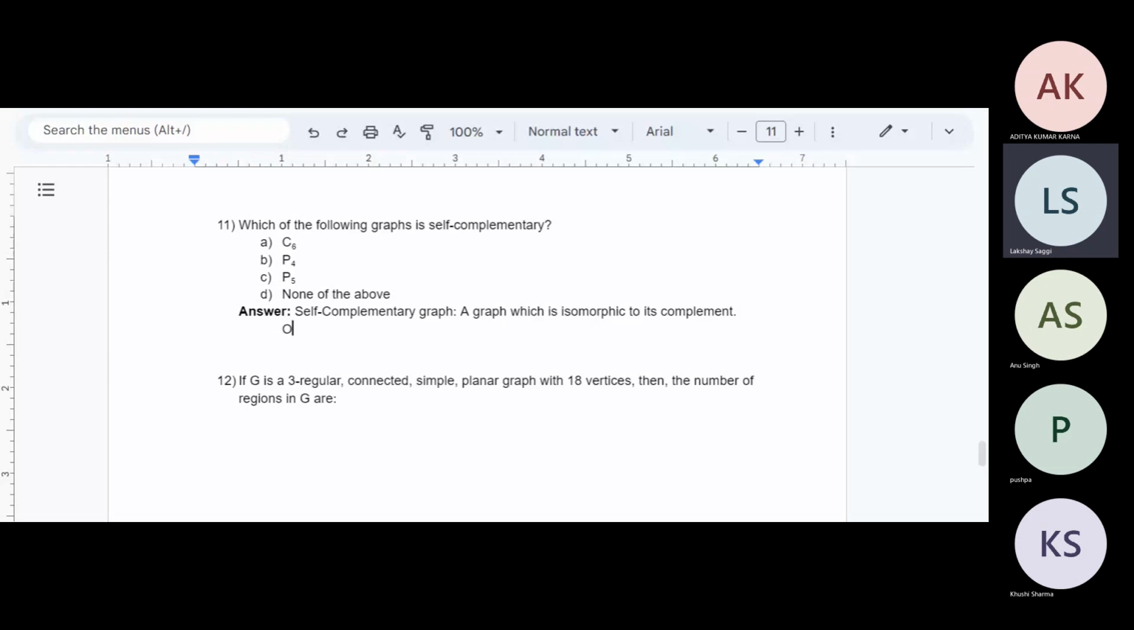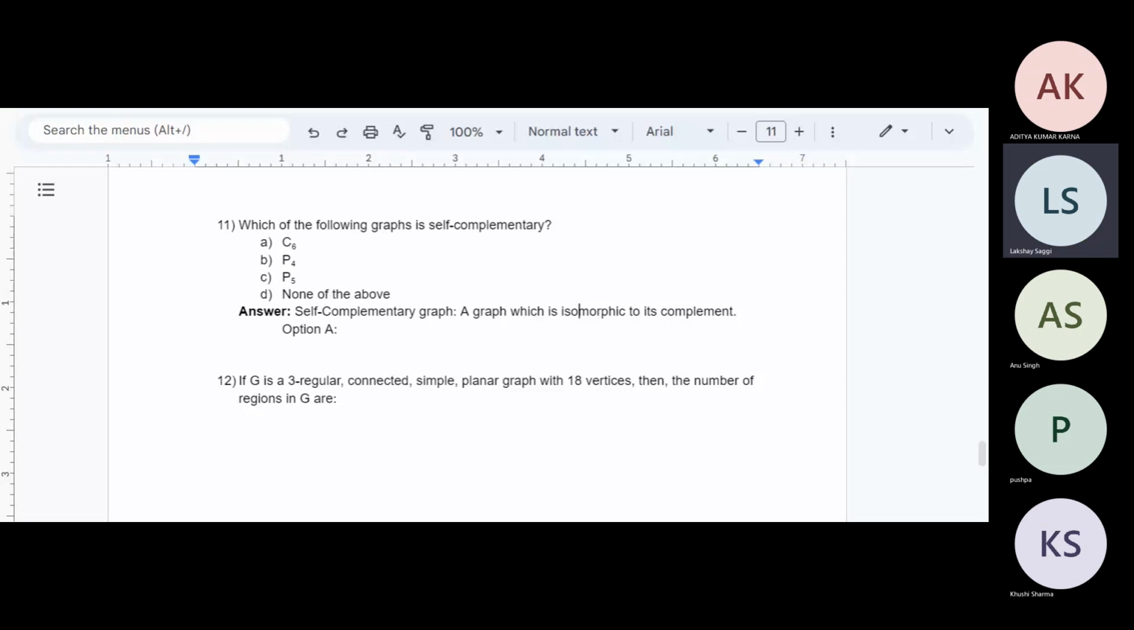So now let's test option by option which of the following graphs can be self-complementary and which won't. Option A is C6. First of all, one thing to note is that isomorphic graphs will always have the same number of edges, right? Since the graphs are identical, just the labeling is different, the number of edges can't be different for isomorphic graphs. So to prove that two graphs are not isomorphic, one argument is that if two graphs have a different number of edges, then they can't be isomorphic.